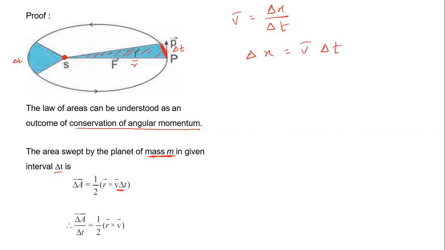Now here we divide both the side by delta t. So we get delta a by delta t is equal to 1 by 2 r bar cross v bar. This delta t and delta t get cancelled, so only v bar here.